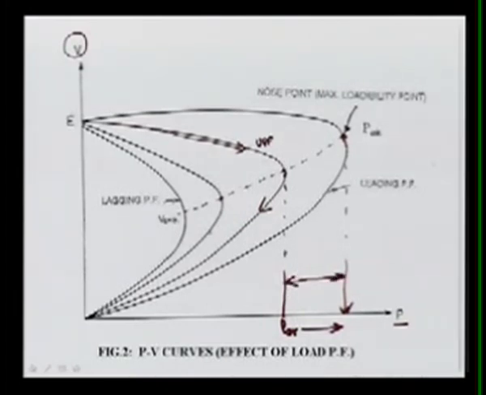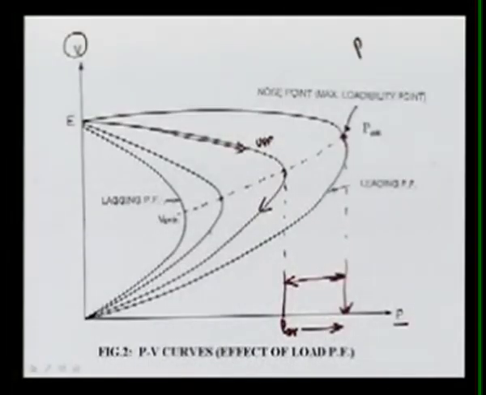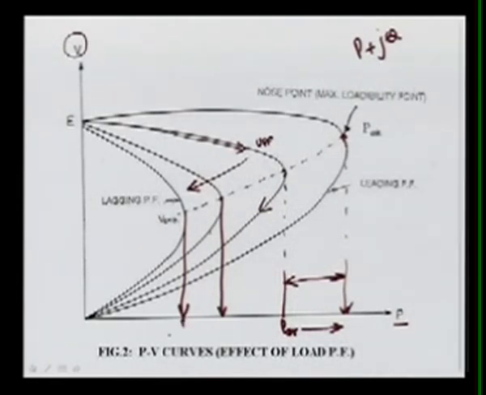Similarly, the reverse is also true. If you go for a lagging power factor, that is P plus jQ, where Q is positive and P is positive, then this curve keeps reducing, and you can only load up to this critical value for this power factor. If your power factor worsens, you can load only up to these critical values. It is not possible to go far beyond that, because the system will be unstable, and this is true for a radial power system.